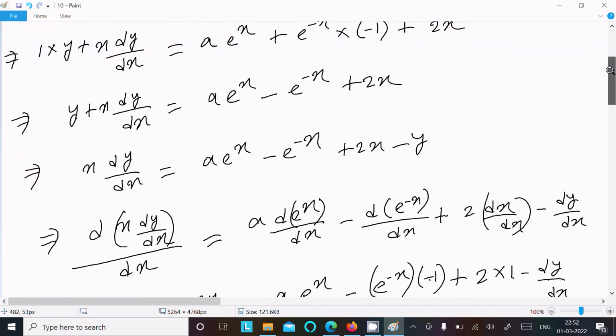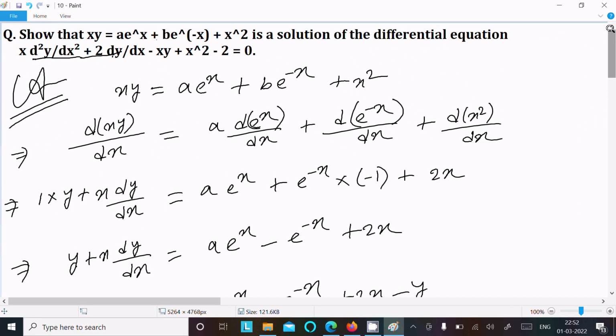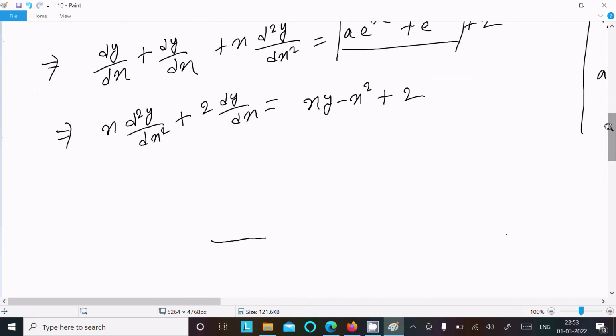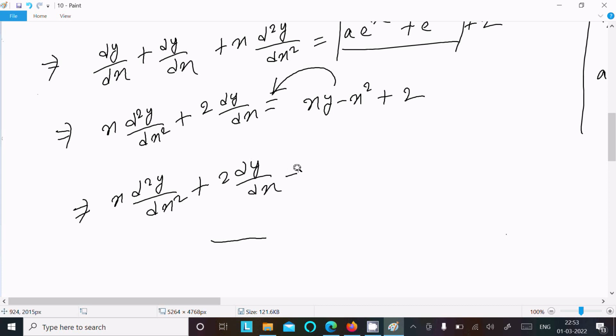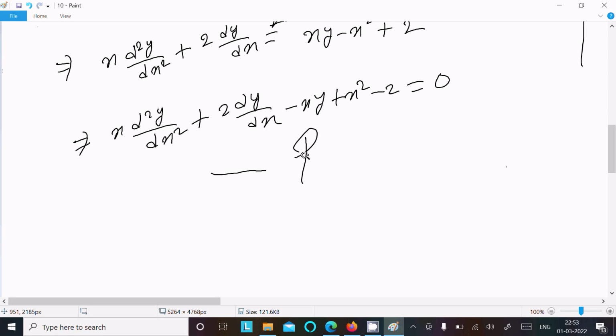Now after that, what exactly do we need to prove? Here these terms we need to prove. So moving all to the left: x d²y/dx² + 2 dy/dx - xy + x² - 2 = 0. So I think this we need to prove: xy + x² - 2x = 0. So this is what we need to prove or verify.